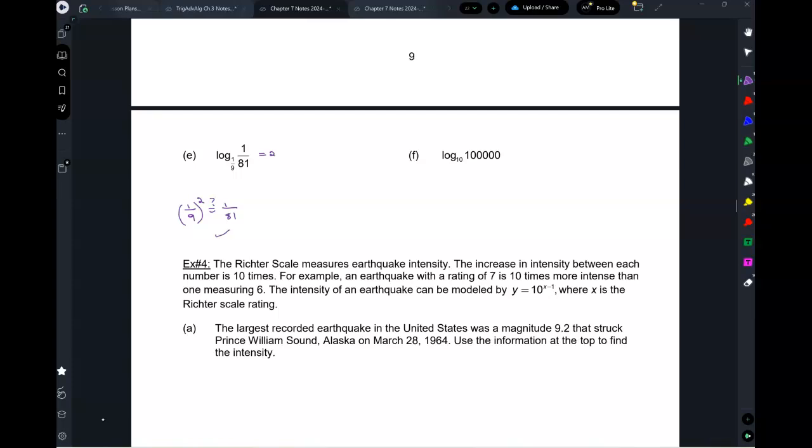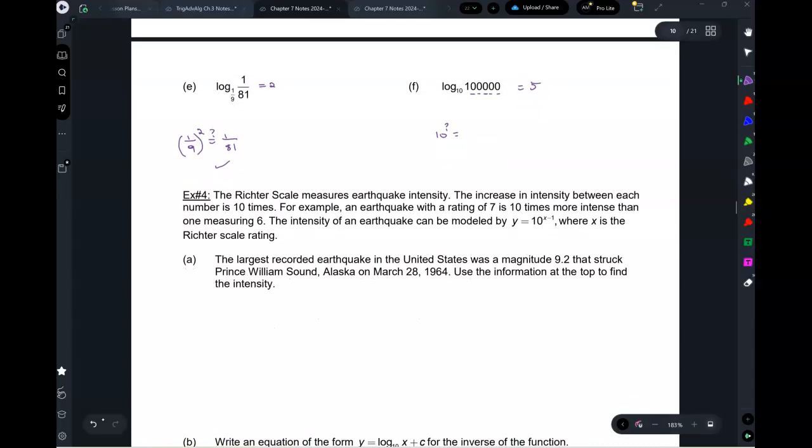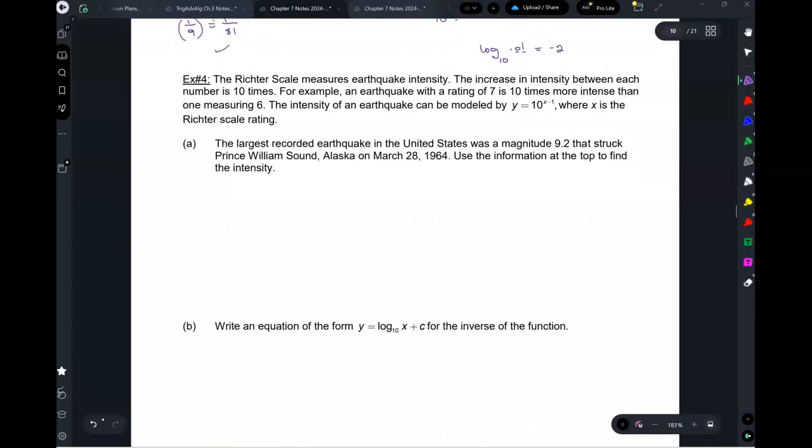Okay. This one here, we're looking for 10 to the power of what is this ridiculous number. What you have to do is count the zeros. 1, 2, 3, 4, 5. So 5. And if it was the opposite, like 0.0000, count the decimal places, and then it'll be negative that number. So log base 10 of 0.01, count, that's 2, so that's -2. Okay.